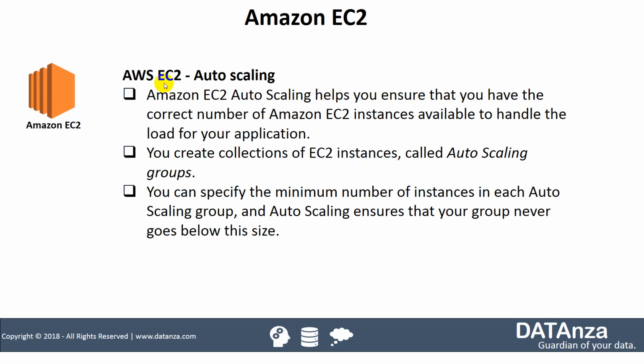Amazon EC2 Auto Scaling helps you ensure that you have the correct number of Amazon EC2 instances available to handle the load for your application. You create collections of EC2 instances called Auto Scaling groups. So what does it mean? You can specify the minimum number of instances in each Auto Scaling group, and Auto Scaling ensures that your group never goes below this size.